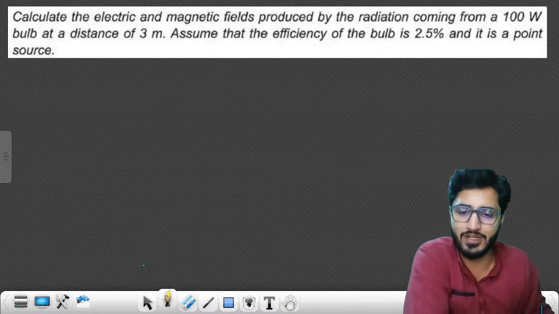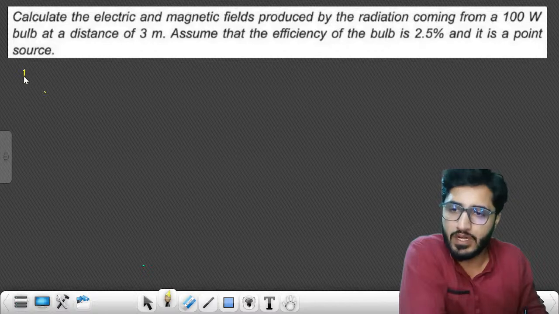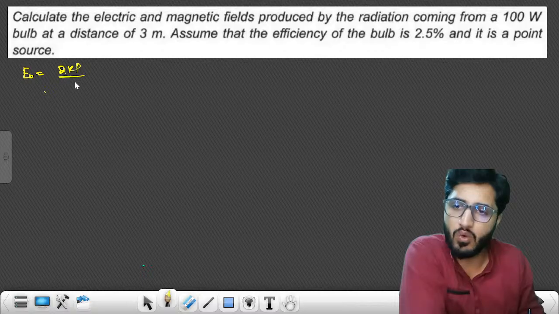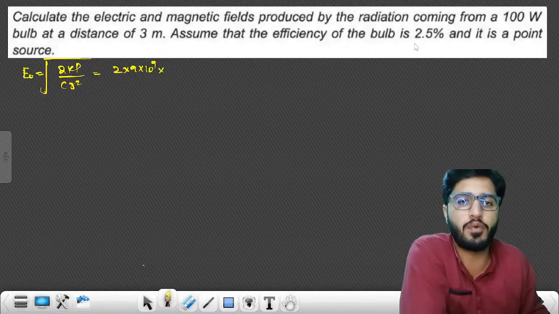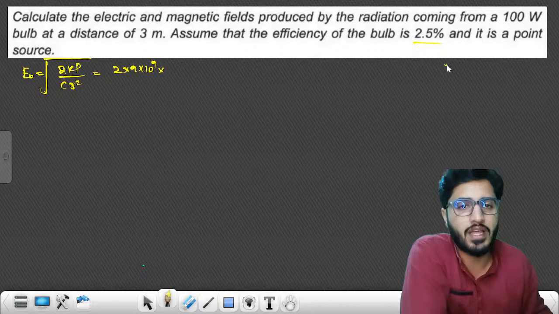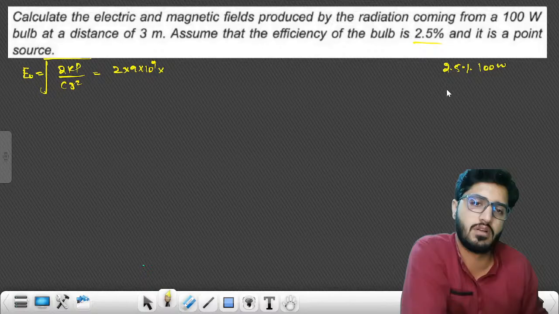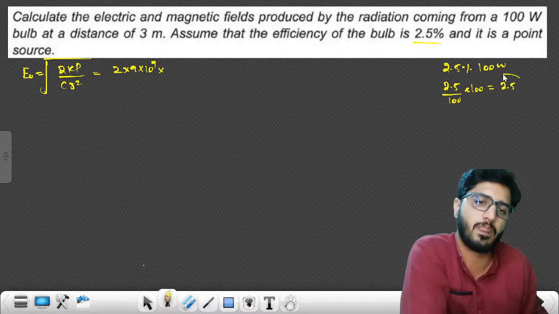Look now. E naught is under root of 2 kP divided by C r square. So 2 is 2. What is k? K is 9 into 10 to the power 9. What is P? P is power. But here power is only 2.5%, right? So I can write 2.5% of 100 watt, that is 2.5 divided by 100 multiplied by 100. So it came out to be 2.5 only.